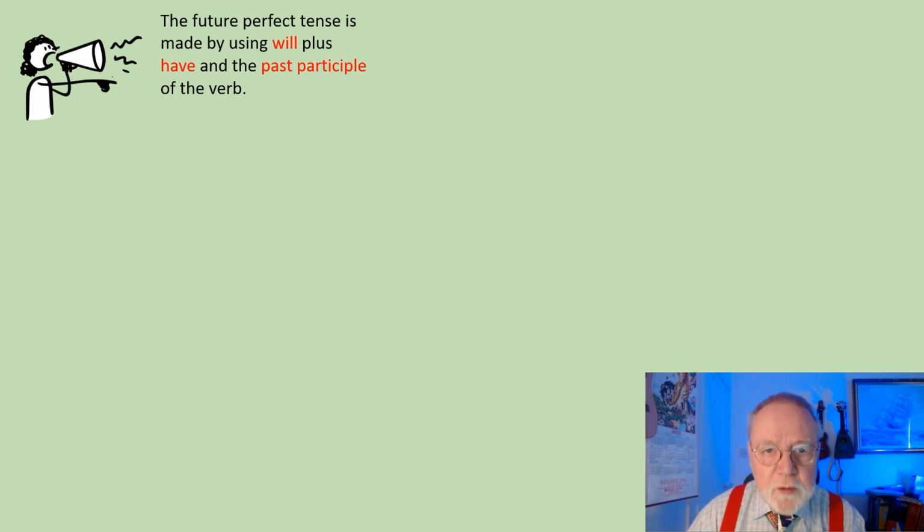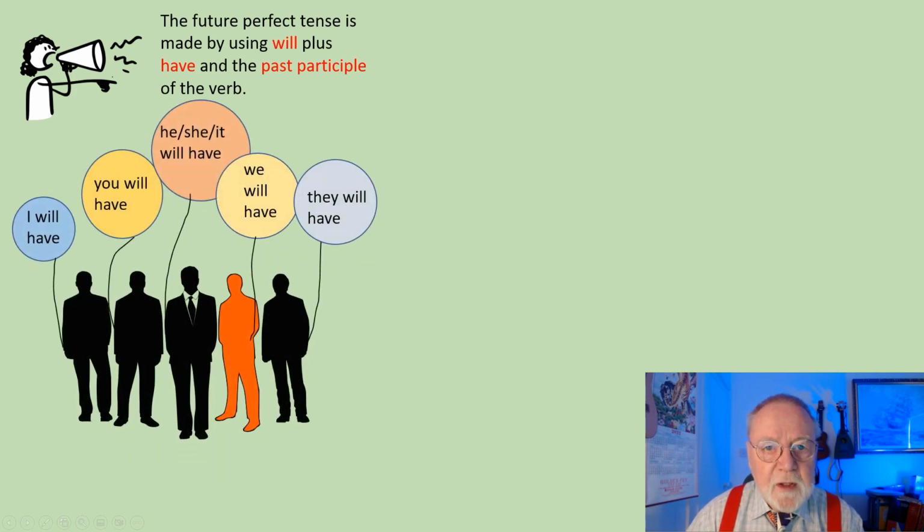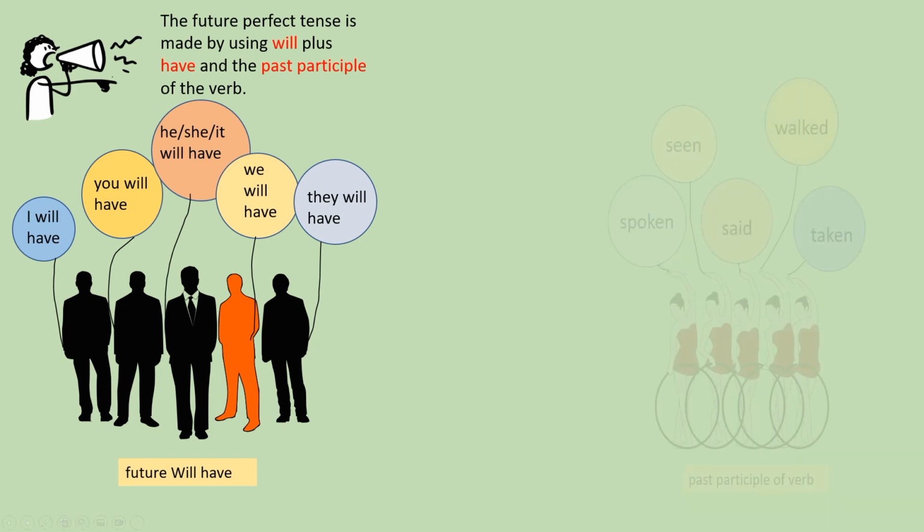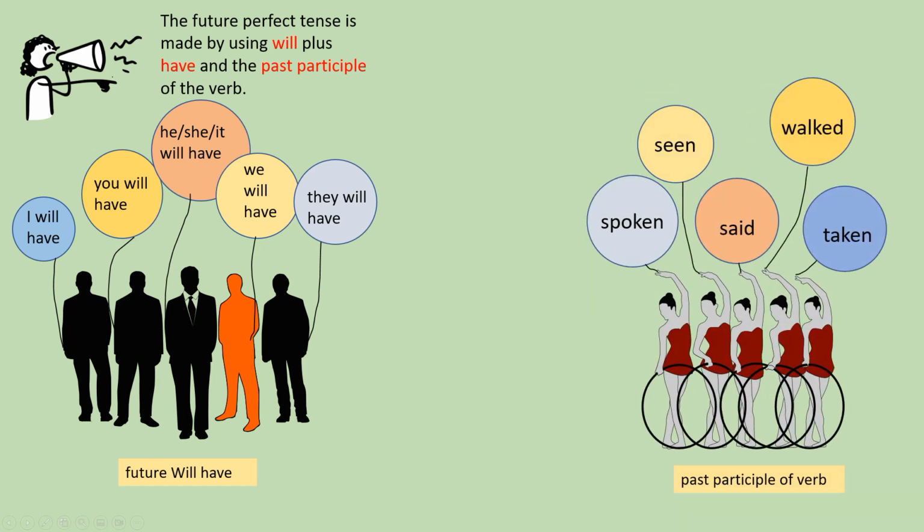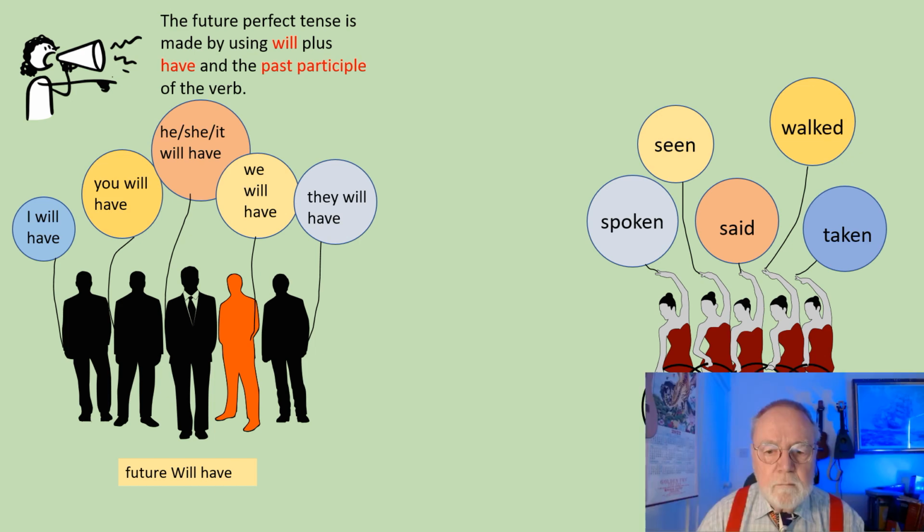We form the future perfect tense by using will plus have plus the past participle. I'm sure you recognise this structure from some of our previous videos. I will have, you will have, he, she, it will have, we will have, they will have, and it's the future will have part of the verb. We add the past participle of the verb to that. Spoken, seen, said, walked, taken.